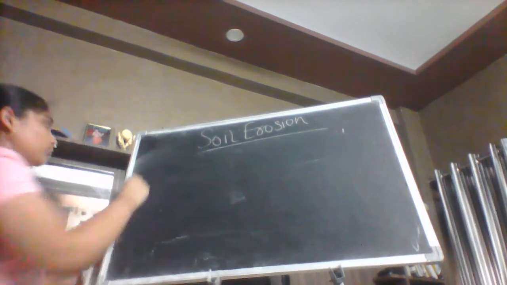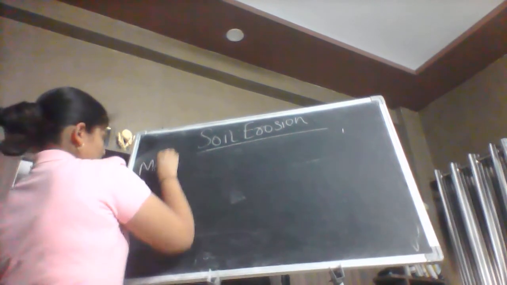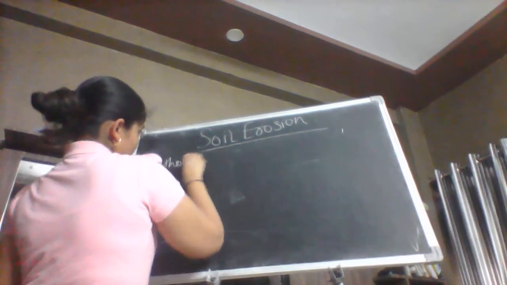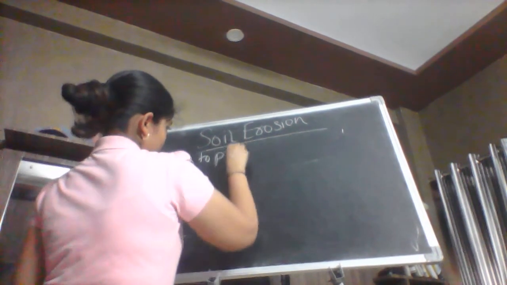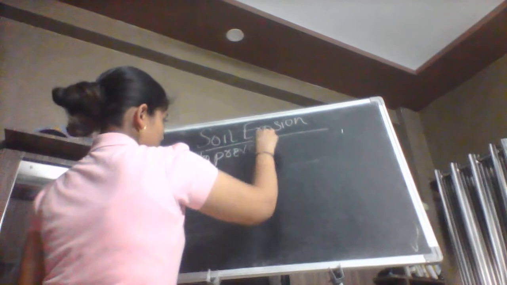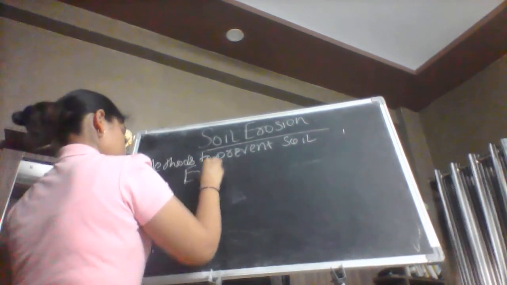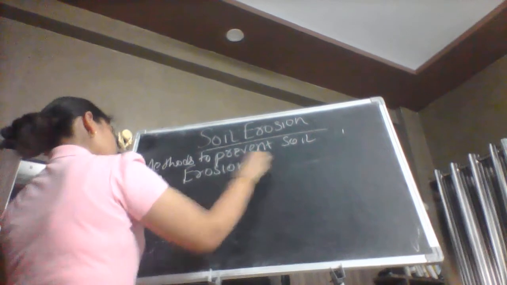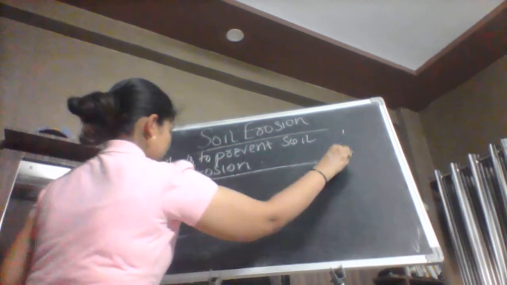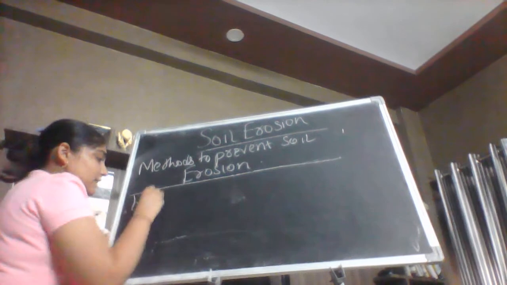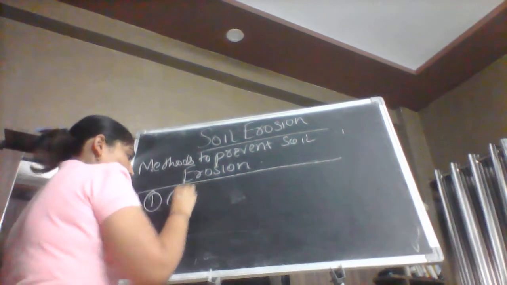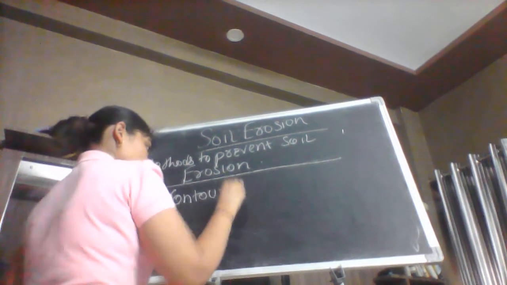Now let's come to the methods to prevent soil erosion. There are four methods to prevent soil erosion. The first method is contour plowing.